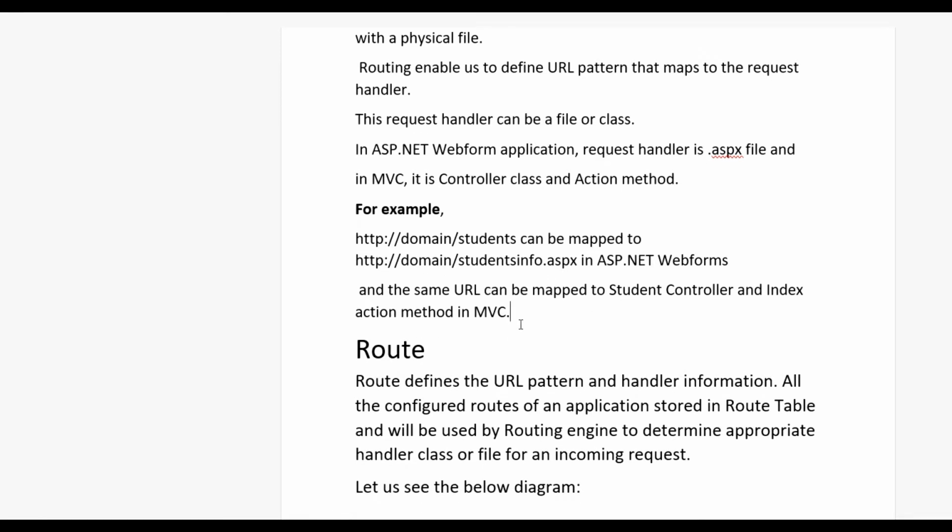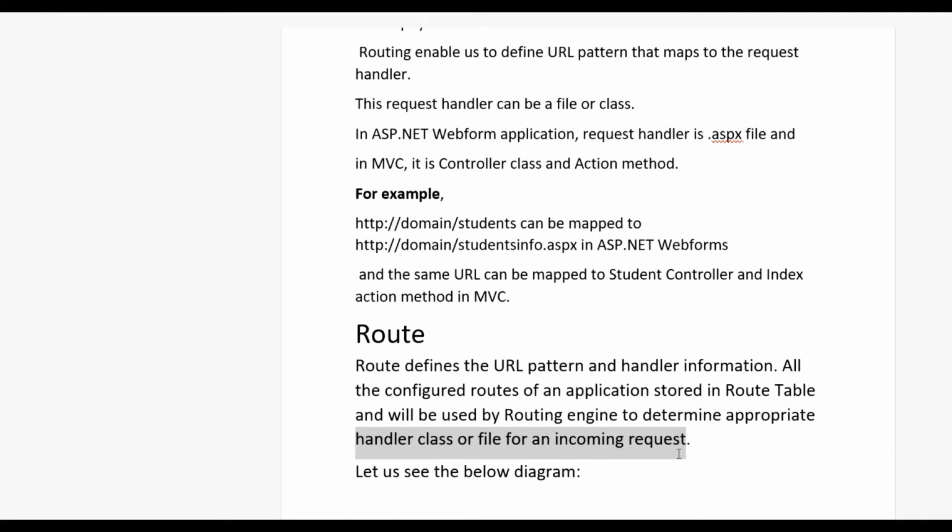Now let us consider route. What is a route? Basically, a route defines the URL pattern and handler information. All the configured routes of an application are stored in the route table and will be used by the routing engine to determine the appropriate handler class or file for an incoming request.